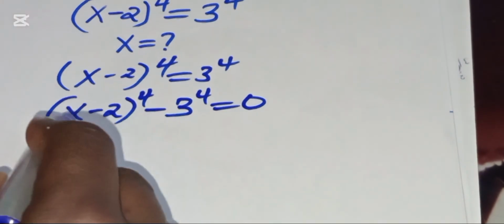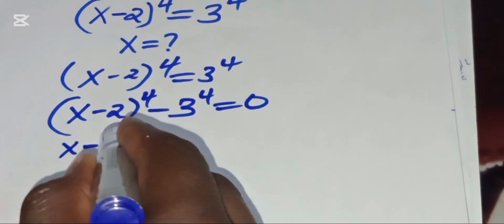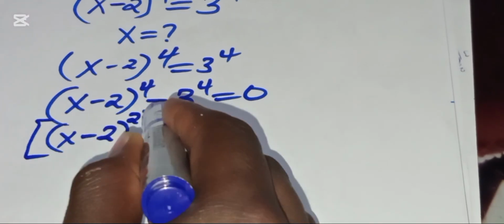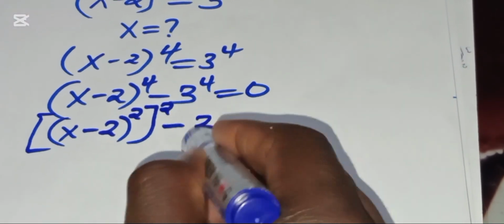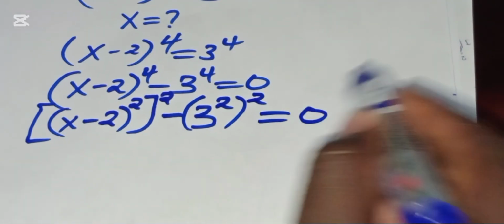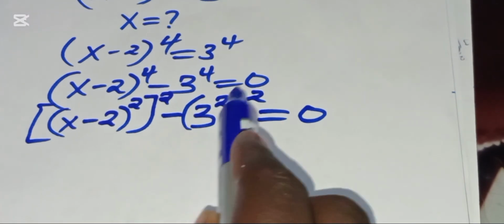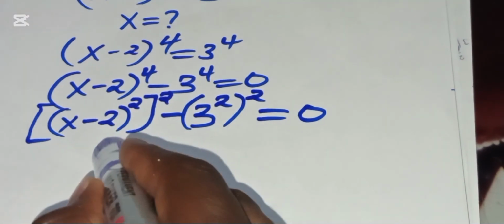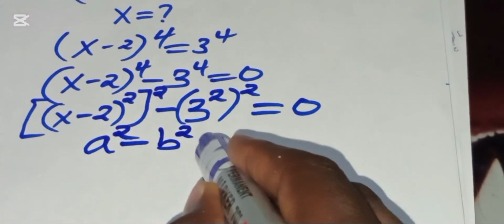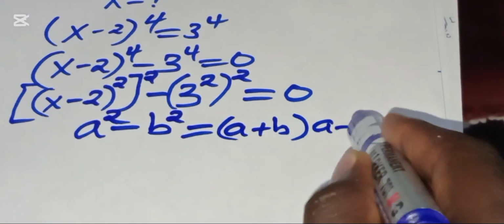We can write (x minus 2) raised to power 4 as ((x minus 2) squared) raised to power 2, subtract (3 squared) raised to power 2, which is equal to 0. So actually ((x minus 2) squared) squared minus (3 squared) squared is in the form of a difference of two squares, expressed as a squared minus b squared, which is equal to (a plus b)(a minus b).